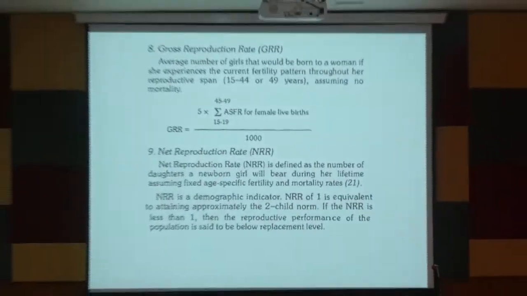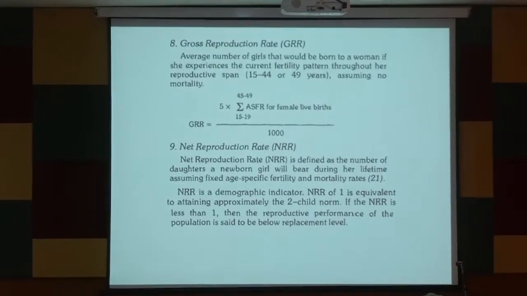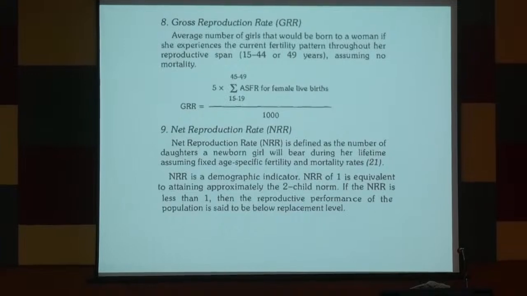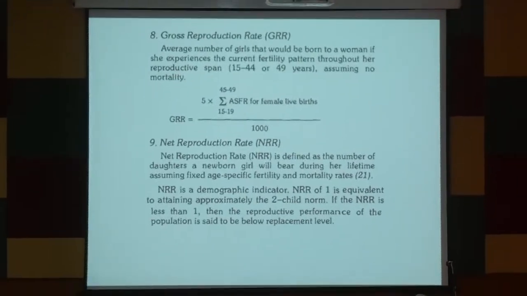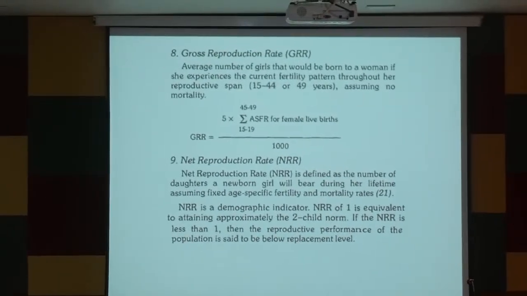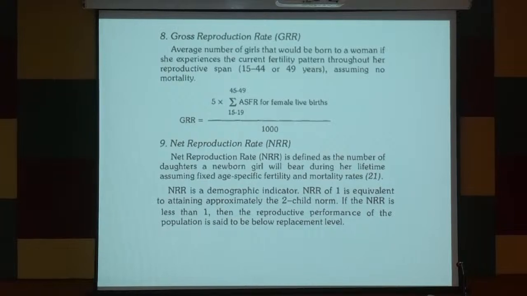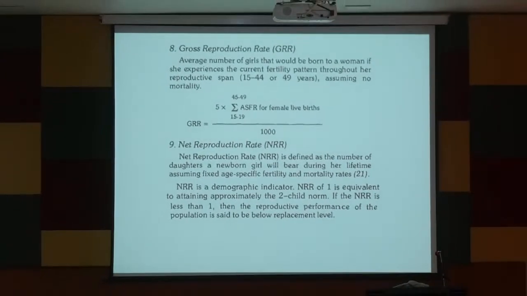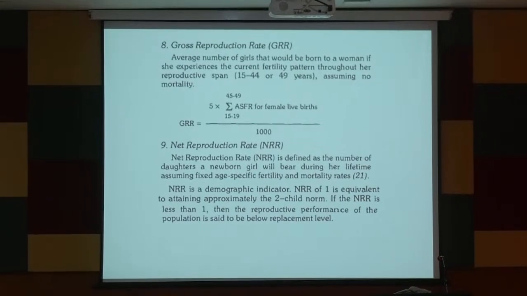Next is, now the fertility term is finished. Now comes the reproduction rate. The reproduction rate differs in the sense that here only the female child is considered in the formula or the calculation. So there are two reproduction rates that are considered, gross reproduction rate and net reproduction rate. This is a little confusing, so let's go through it slowly.